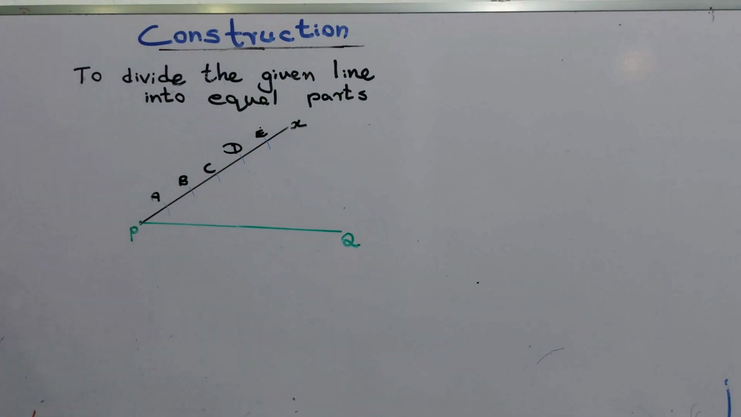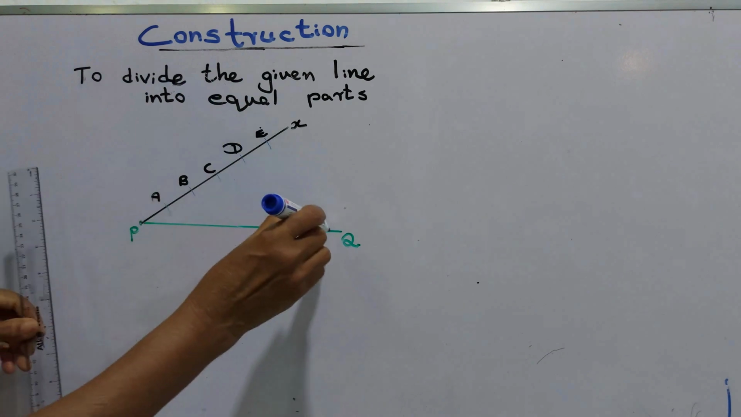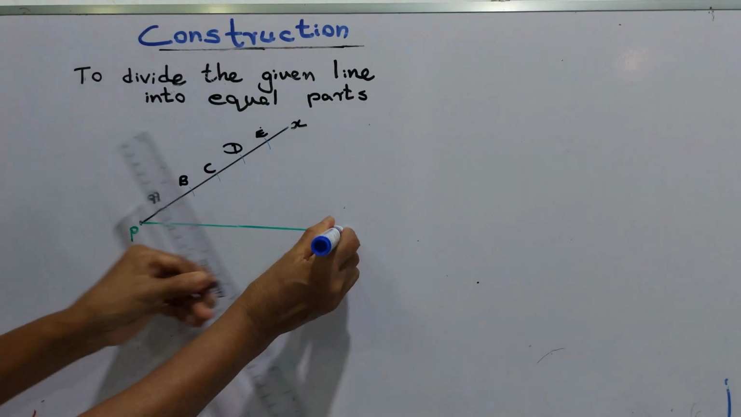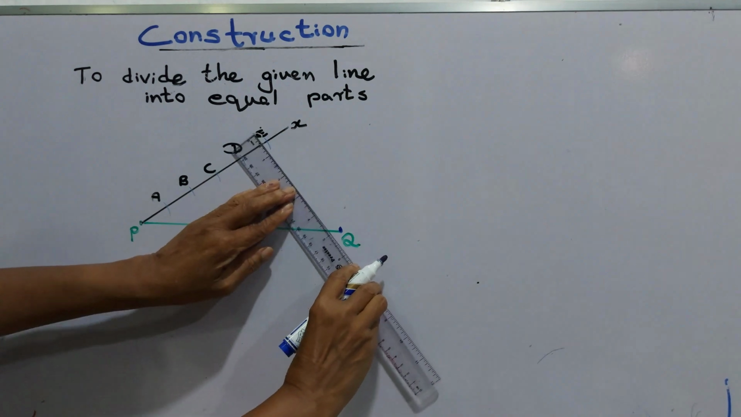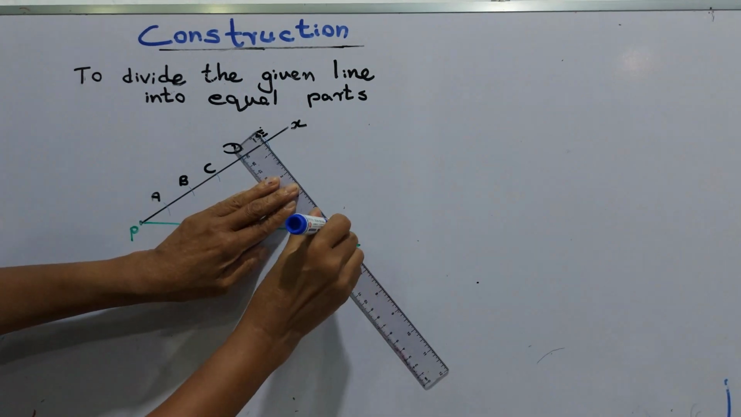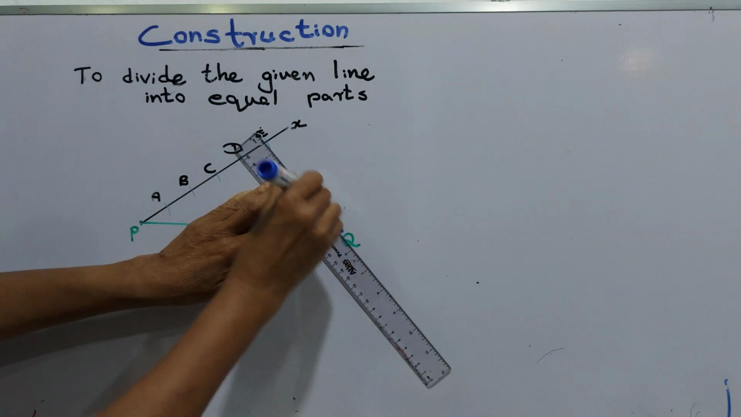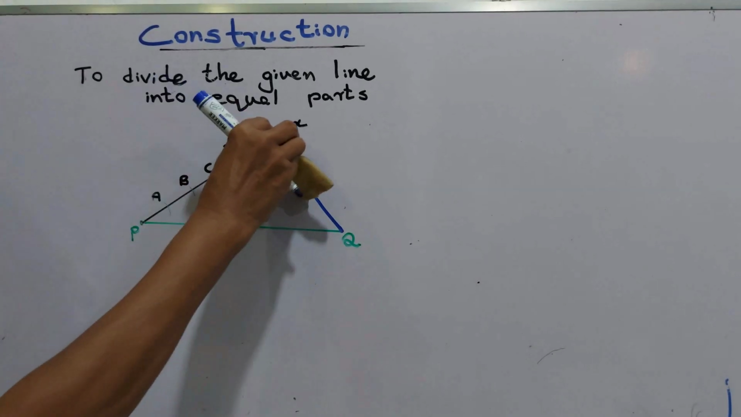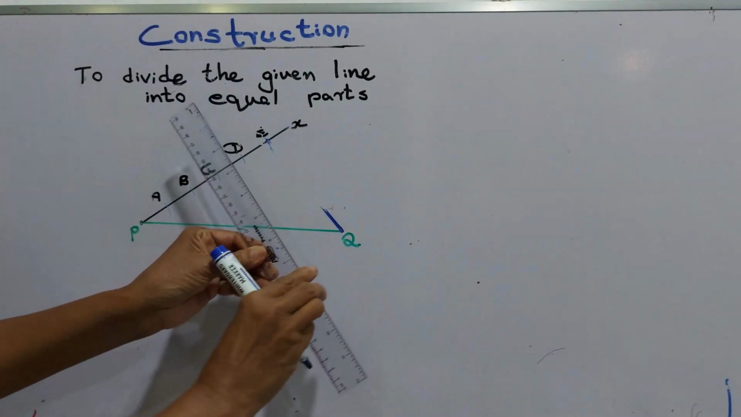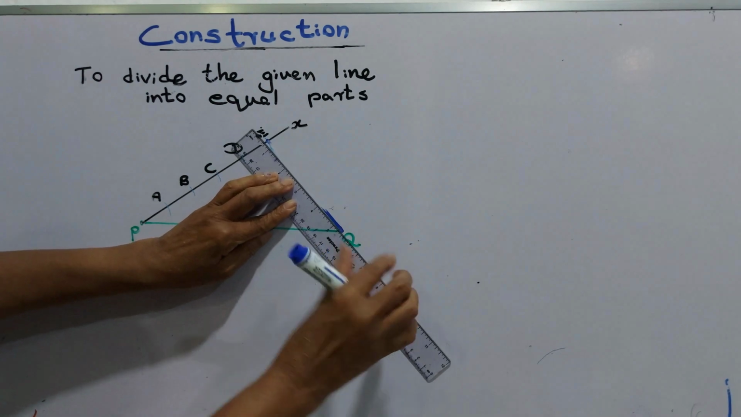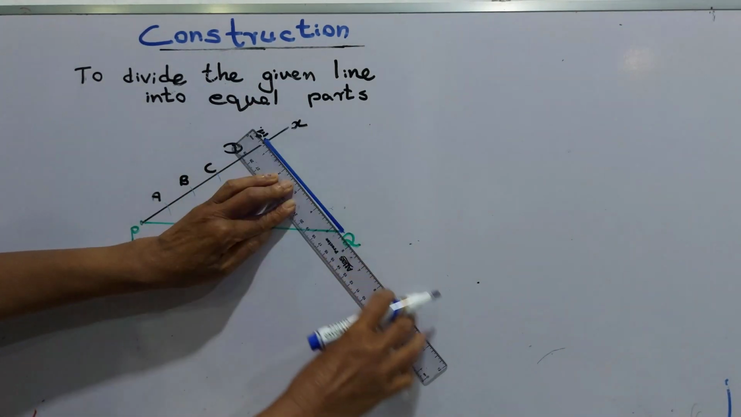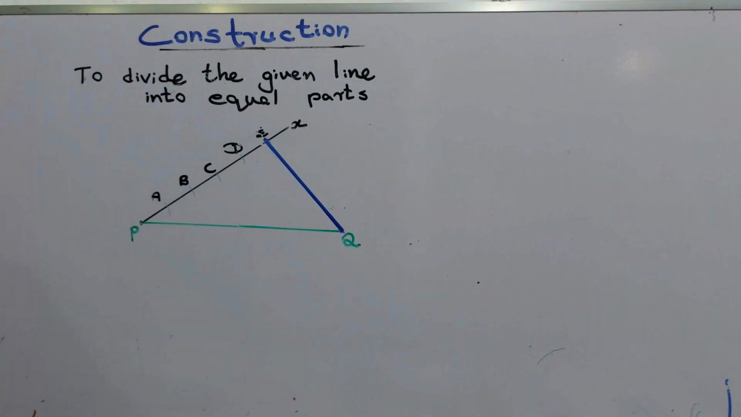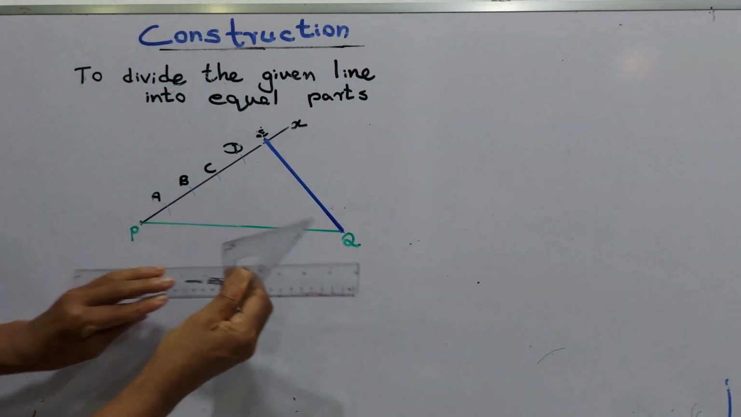Then from E, we draw a line to Q. This is the point Q. From E to Q, we are going to draw a line, EQ. Put the ruler. EQ straight line.